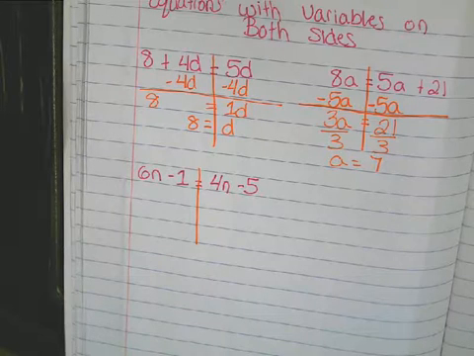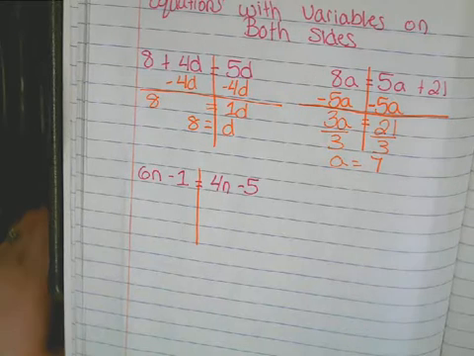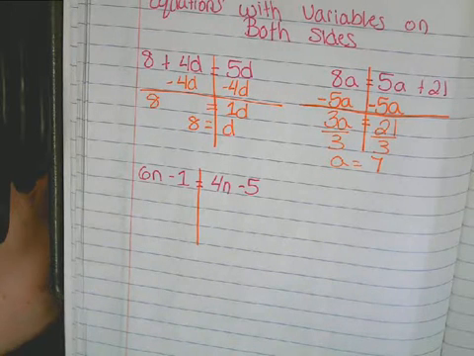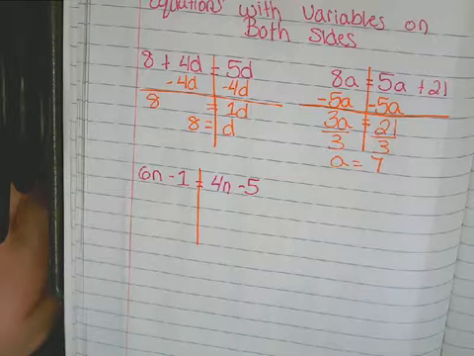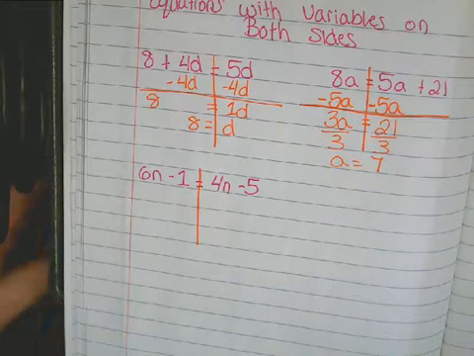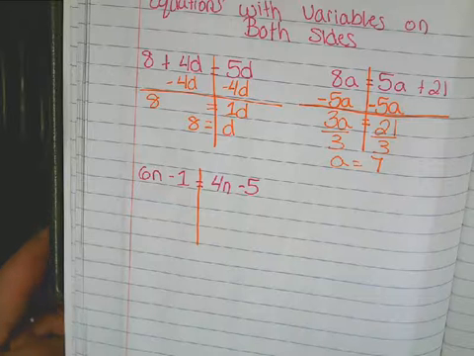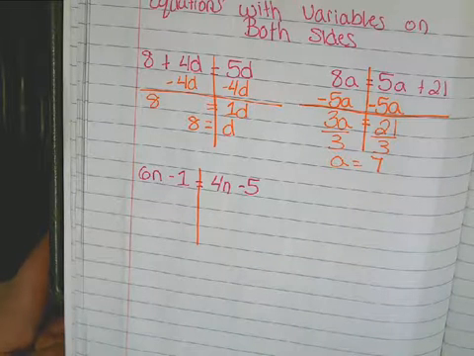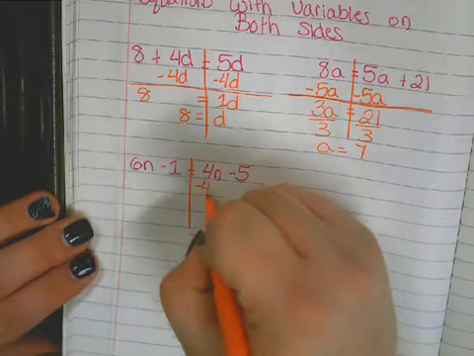We'll have to see. I haven't solved it yet. So you can either subtract 6n or subtract 4n. It'd be the same. You could do either. My personal preference is I'm going to pick the smaller of them because I don't want to work with a negative variable. Okay? So I would subtract 4n on both sides.